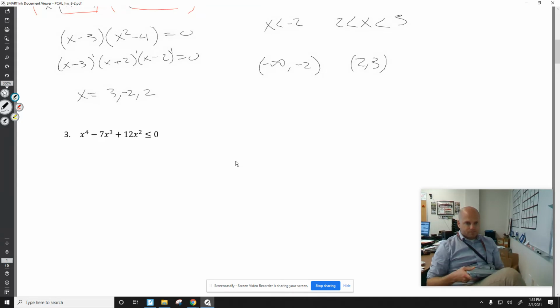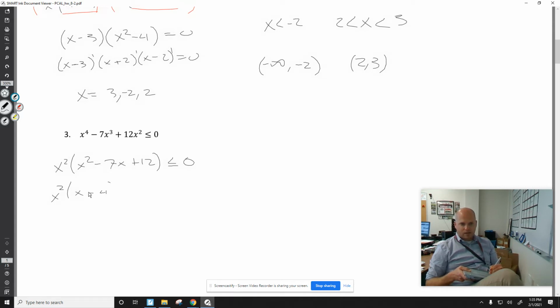Number 3. I'm going to start by factoring out a common factor of x squared. This leaves me x squared minus 7x plus 12. Is that less than 0? This can be factored. Normally, the two numbers that add to get negative 7 and multiply to get positive 12 are negative 4 and negative 3. So we have 3 solutions: 0, 3, and 4.